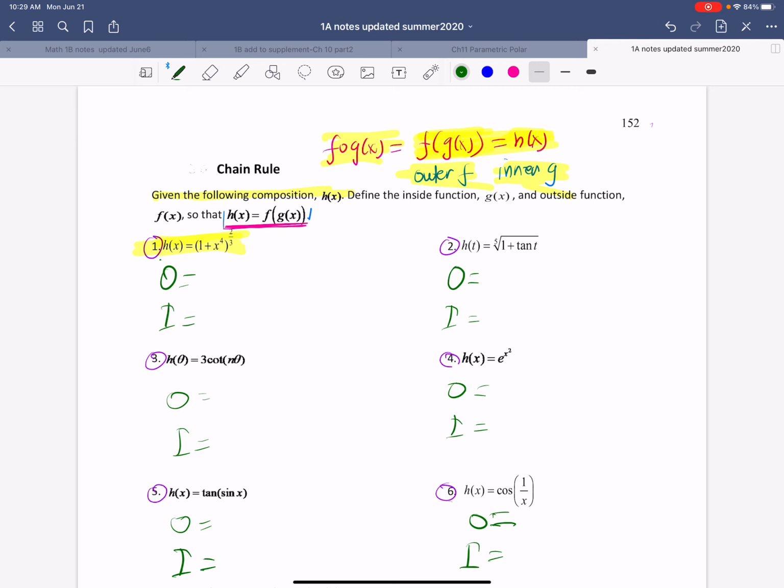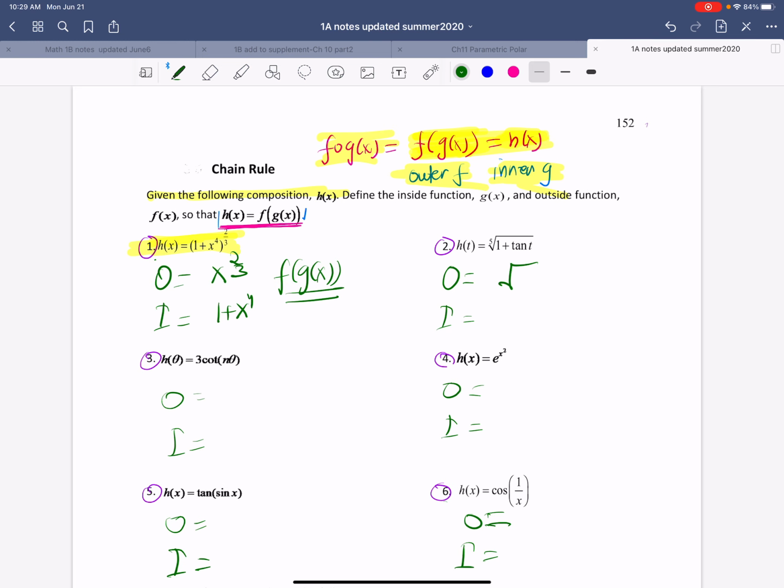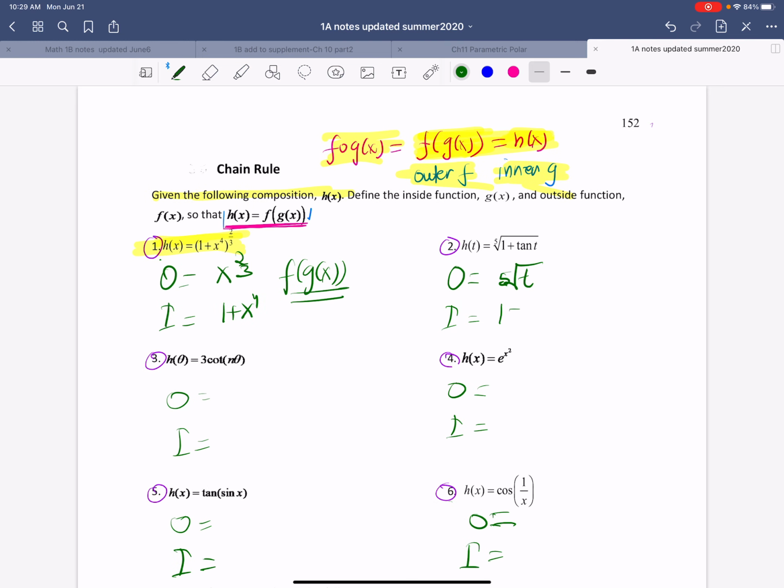In the first one, the outer function is x to the power 2/3, inner function is 1 plus x to the 4th. And that's how we get the composition function. So this is f of g of x. Outer function is f and the inner function is g. And number 2, the outer function is fifth root of t and the inner function is 1 plus tangent t.